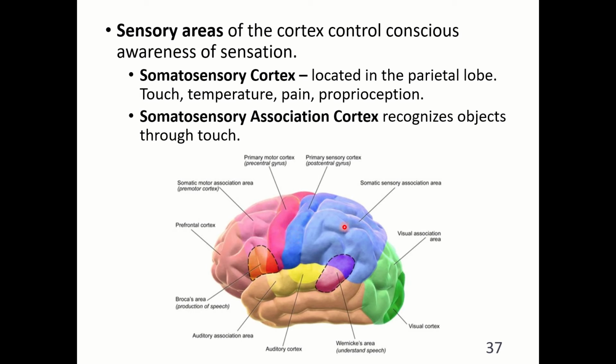Then it has a Somatosensory Association Cortex, which will store the memories of touch, temperature, pain, and proprioception. Therefore, the Somatosensory Association Cortex recognizes objects through touch. So you can feel through your school bag for a pen, and you can find the exact pen you're looking for because you have memory stored in the Somatosensory Association Cortex of what that pen feels like.